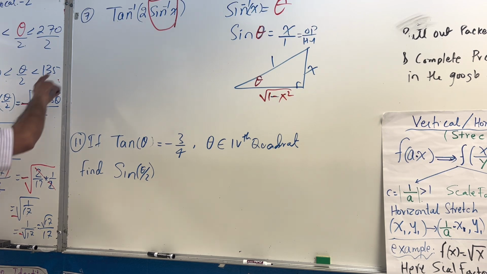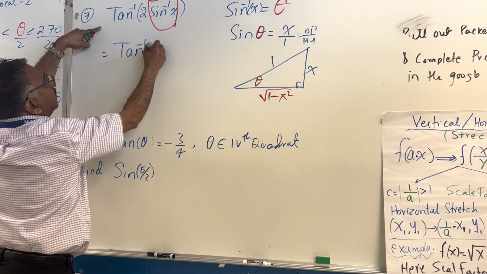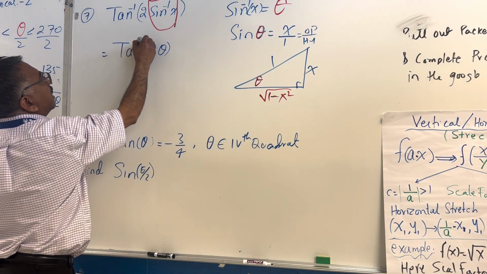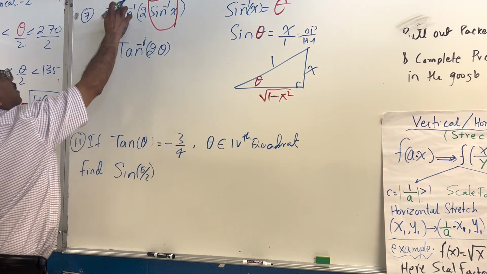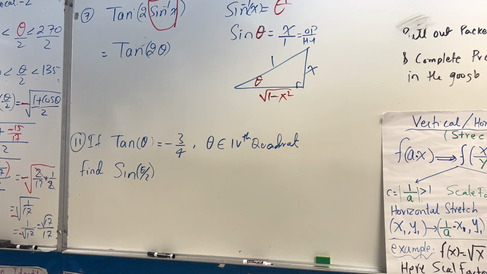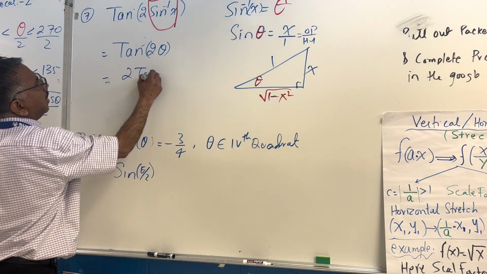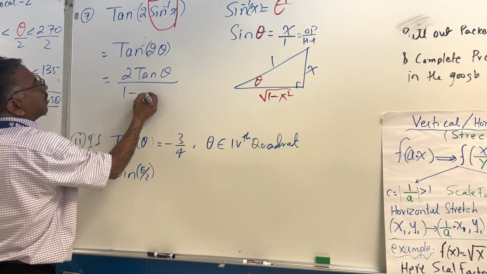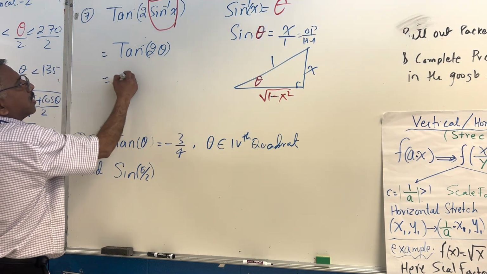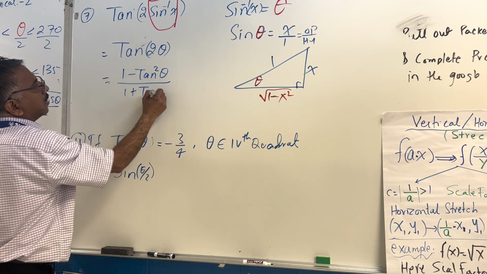Now why we need this is that this becomes tan of 2 theta. Oh, this is not inverse. There is no inverse. It's tan of 2 sine inverse. I'm so sorry about that. Now the formula says tan 2 theta is 2 tan theta over 1 minus... Sorry, I made a mistake. The direct formula for cosine 2 theta is 1 minus tan squared theta over 1 plus tan squared theta.